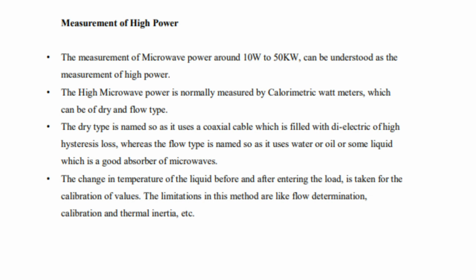So how is the high power measured? Around 10 watt to 50 kilowatt can be understood as the measurement of high power. The calorimetric wattmeter can be of dry and flow type. The dry type is named so as it uses a coaxial cable which is filled with dielectric of high hysteresis loss, whereas the flow type is named so as it uses water or oil or some liquid which is a good absorber of microwaves. The change in temperature of the liquid before and after entering the load is taken for the calibration of values. The limitations in this method are flow determination, calibration and thermal inertia.